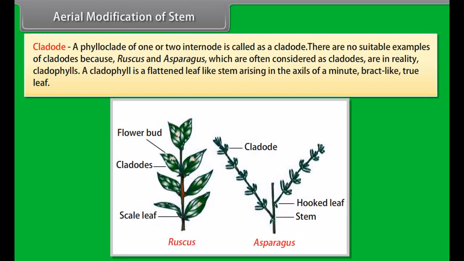Cladode. A phylloclade of one or two internodes is called a cladode. There are no suitable examples of cladodes because Ruscus and Asparagus, which are often considered as cladodes, are in reality cladophylls. A cladophyll is a flattened leaf-like stem arising in the axils of a minute, bract-like true leaf.